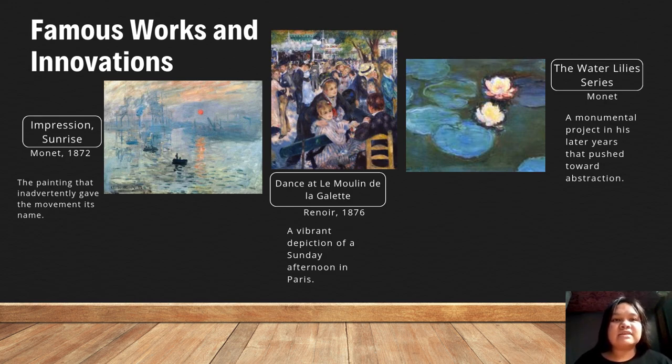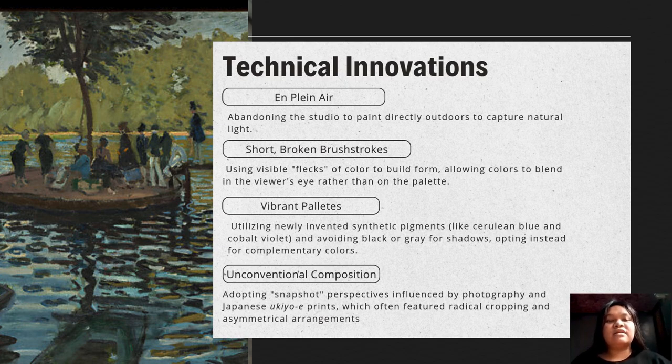Then next we have Dance at the Le Moulin de la Galette by Renoir in 1876. This is a vibrant depiction of a Sunday afternoon in Paris, as Renoir's subject is always Parisian life. And next we have the Water Lilies series, again by Monet, a monumental project in his later years that pushed towards abstraction. So the artwork presented in the PPT is only one of the Water Lilies series, wherein there are a lot of water lilies that were painted by Monet in the Impressionism style. Let's proceed to the technical innovations.